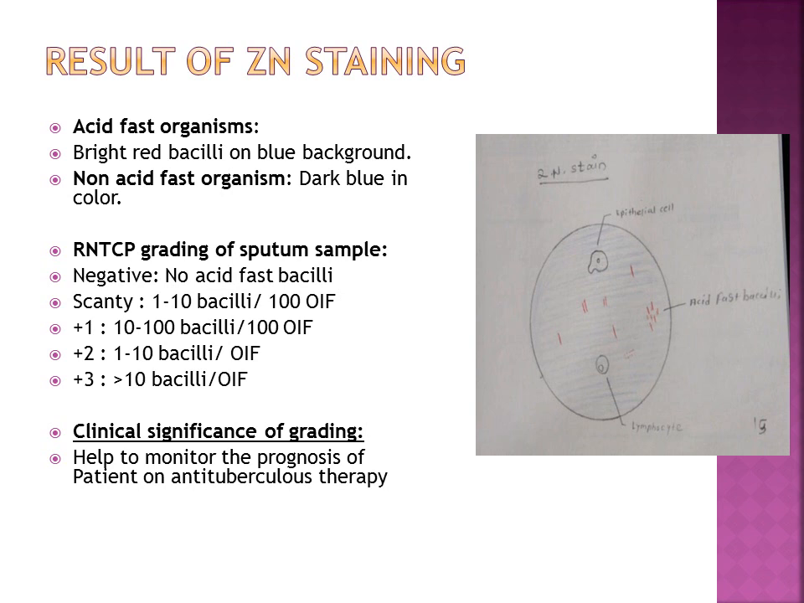The RNTCP grading of the sputum sample is done. Negative when no acid-fast bacilli are seen; scanty when 1 to 10 acid-fast bacilli are seen in 100 oil immersion fields. 1 plus is 10 to 100 bacilli per 100 oil immersion fields. 2 plus is 1 to 10 bacilli per oil immersion field, and 3 plus is more than 10 bacilli per oil immersion field. The clinical significance of grading is helping to monitor the prognosis of the patient on anti-tuberculosis treatment.